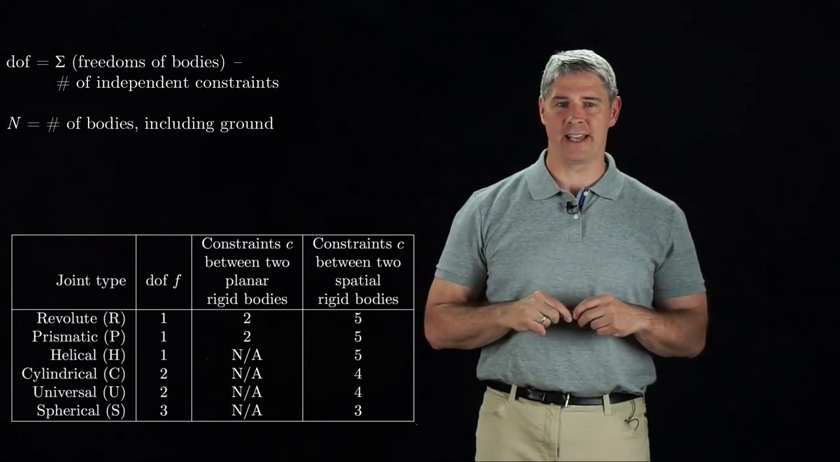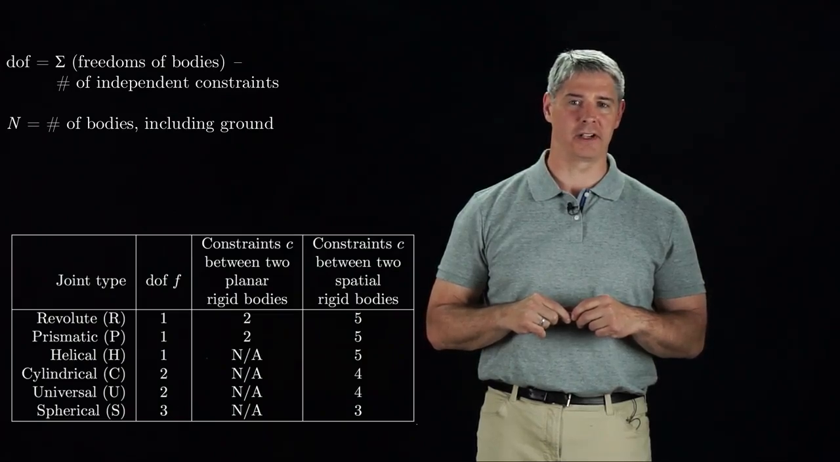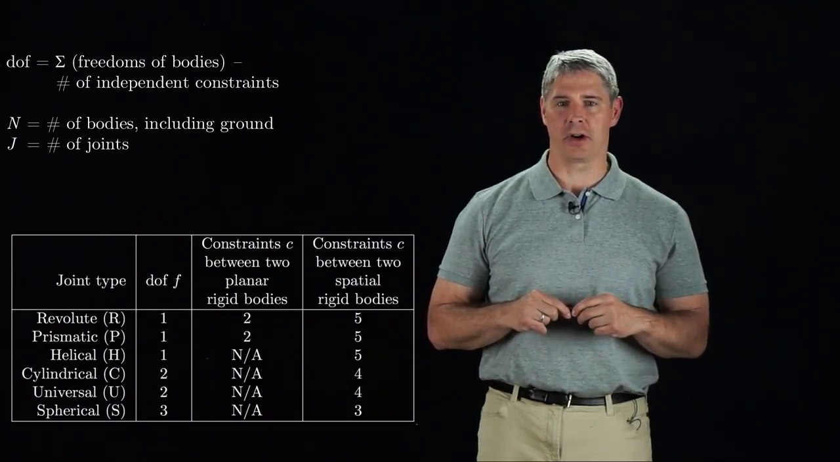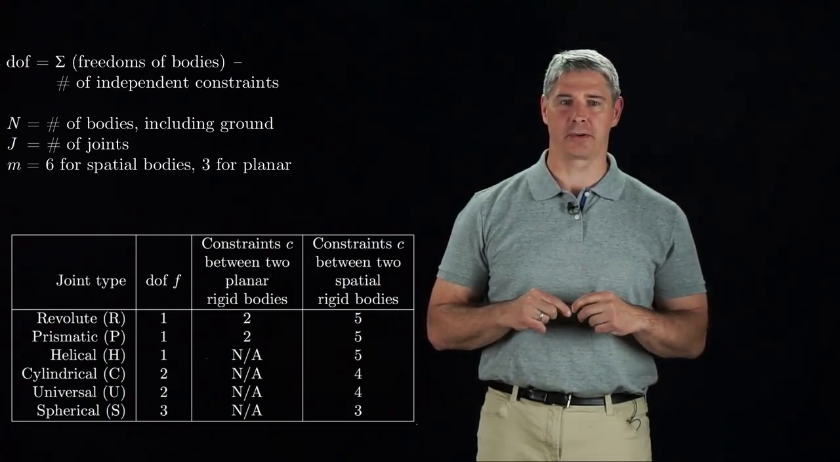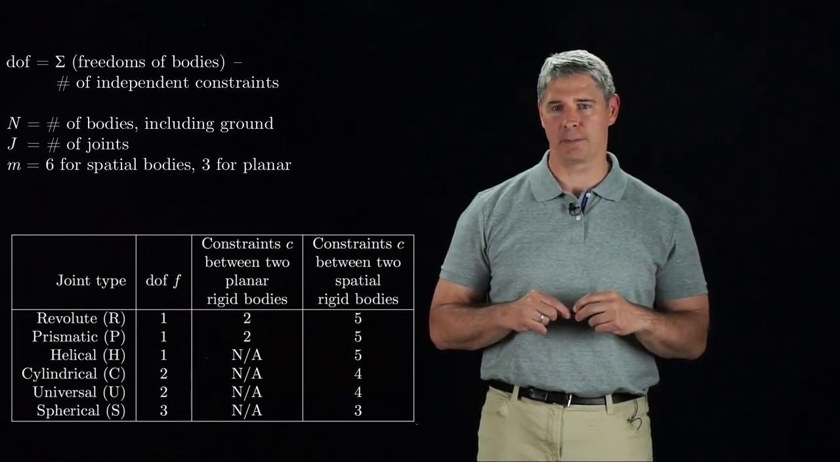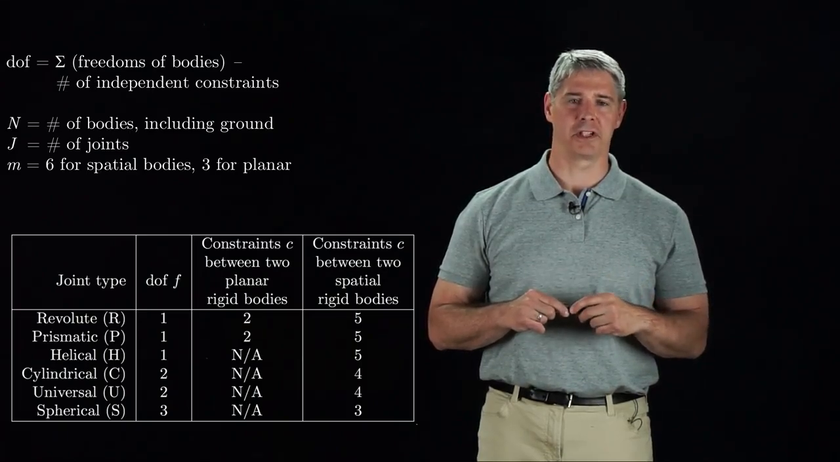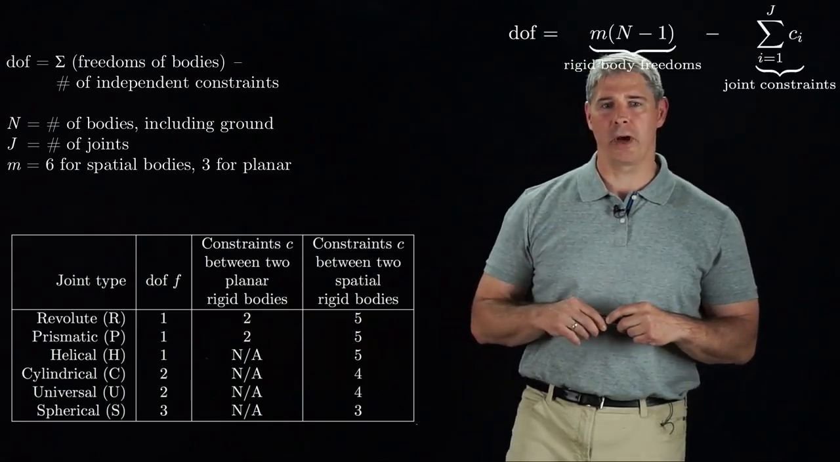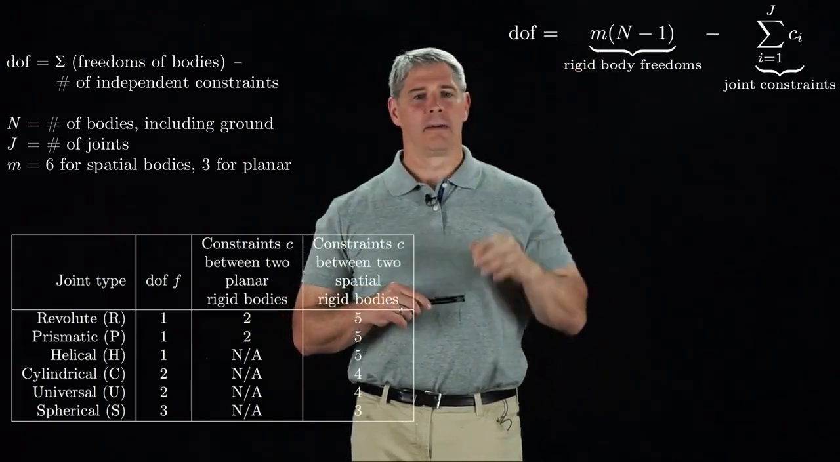Let's say the robot has n links. By historical convention, n includes ground as a link. The robot has j joints, and we define m to be the degrees of freedom of a single body, so m equals 3 for a rigid body moving in the plane, and m equals 6 for a rigid body moving in 3-dimensional space. We can write our equation in terms of these variables.